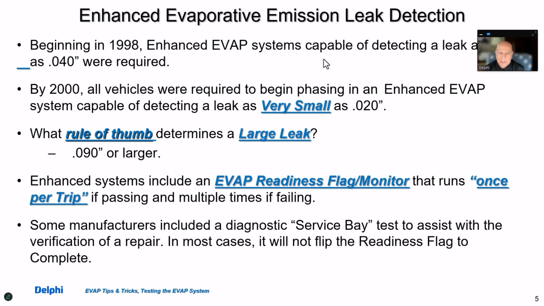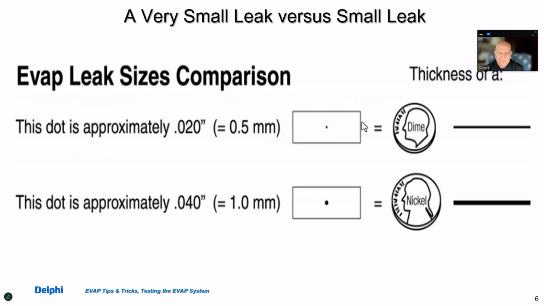Go to that side of the scanner, go into active tests or special tests and see if there's an EVAP service bay test, and follow the instructions in there very carefully, and see if the car does run the test for you. It may not flip the flag, but if it runs a test, that's proof that there's no leaks.